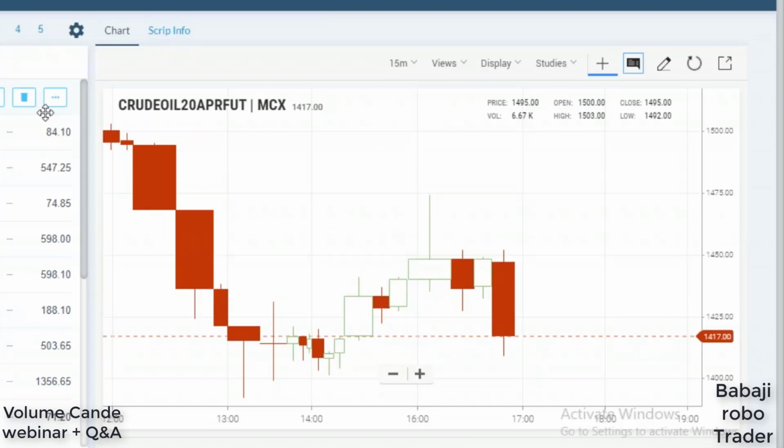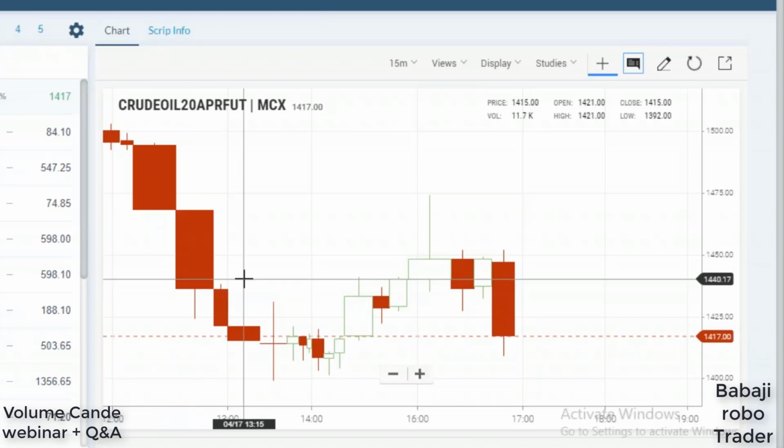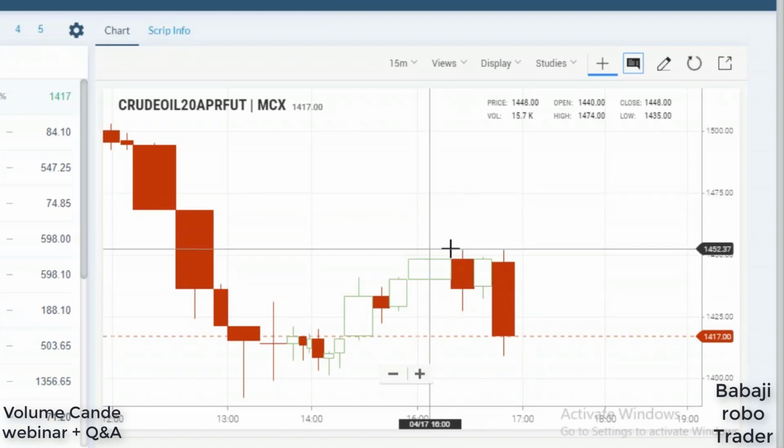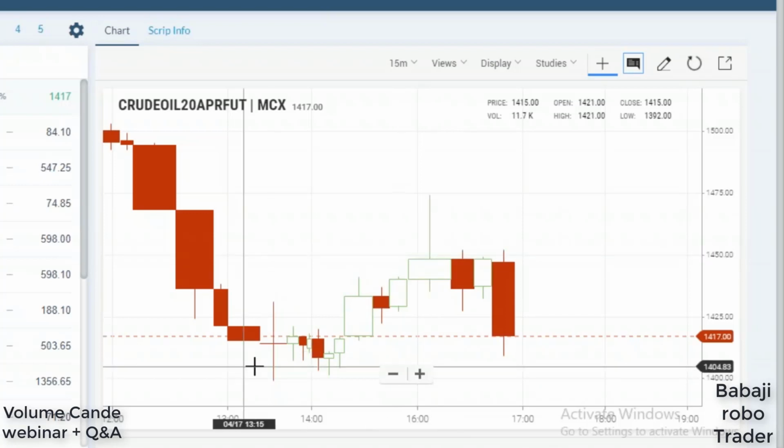We can go for a sell or a buy trade, depending on the wick and the volume. Here, even though this is a green candle, when the low is broken we go for a sell trade only, because the wick is on the top side. Understood, everyone? The color of the candle does not matter. But if the candle is bullish and the wick is on the downside, then that is a very huge bullish pattern.